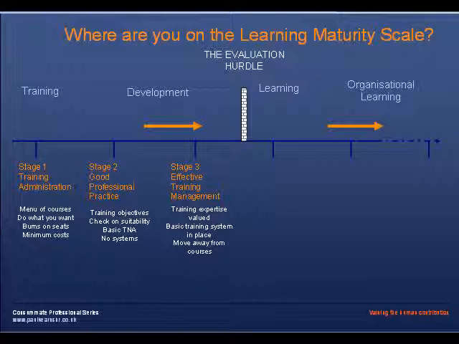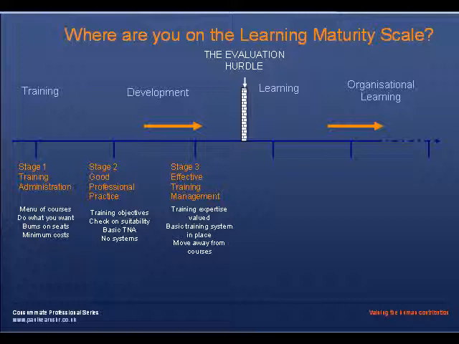In the middle of this scale there is a thing called the evaluation hurdle. This basically says that up until this point the input model of training and development has not been measured in terms of its outputs, and this is an education that both training departments, employees and executive teams have to go through to understand that training and development cannot just have money thrown at it if the organisation wants to get some return on that money.